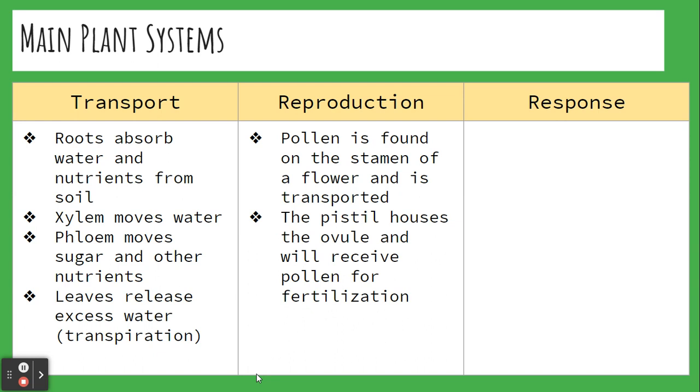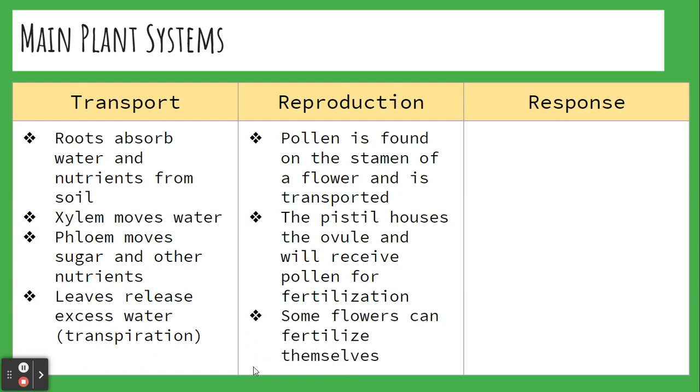The pistil is the part of the flower that houses the ovule and receives the pollen for fertilization. So whenever you look at a diagram of a flower, you'll notice that inside the pistil is the ovule, and this, of course, is what will eventually become the fertilized seed that will produce another plant.